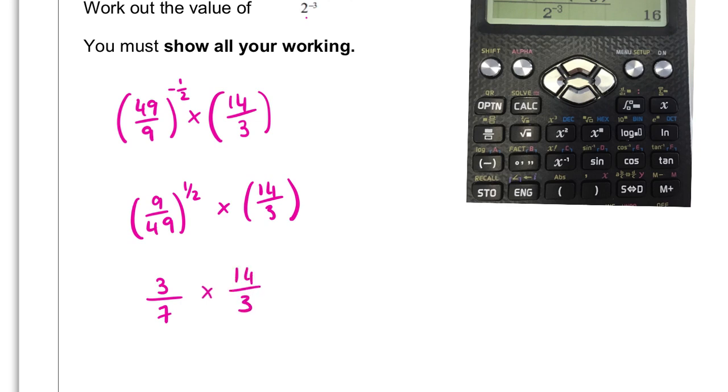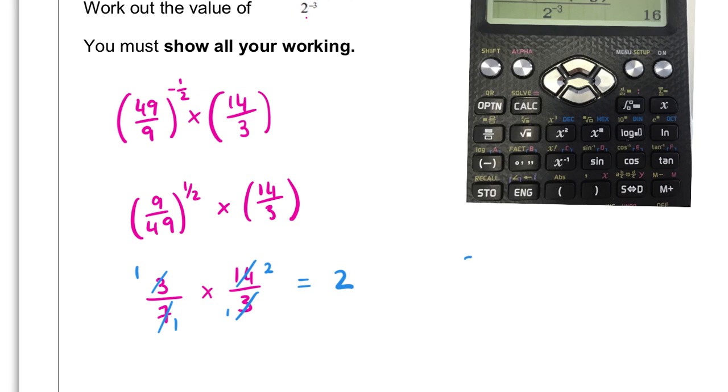Now, I like to use cross multiplication for this. 3 and 3 is 1 and 1. 14 and 7. How many 7s in 7? 1. How many 7s in 14? 2. The actual answer is 2. Okay? I can't believe it, but it is just 2.